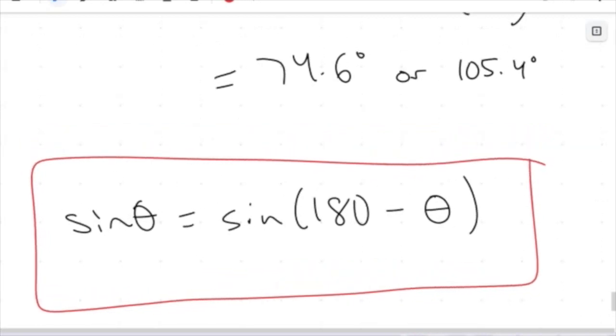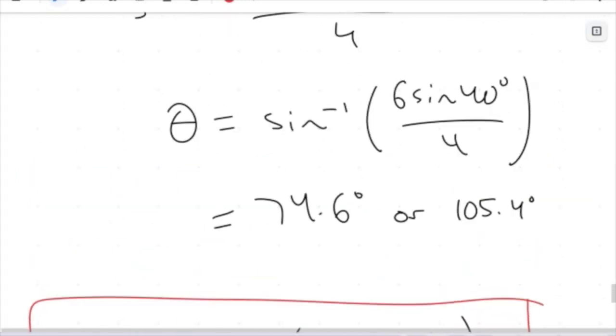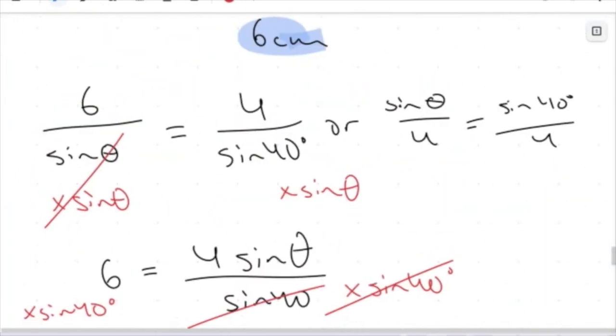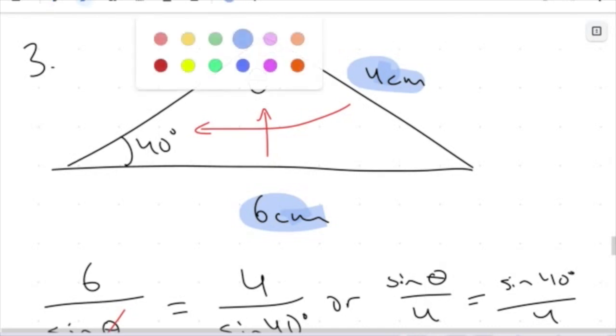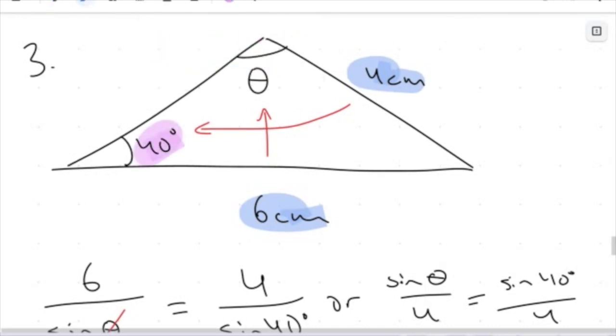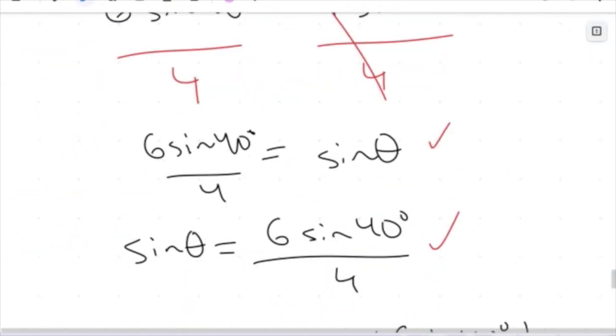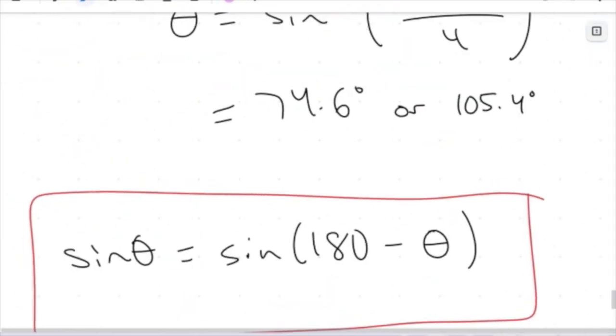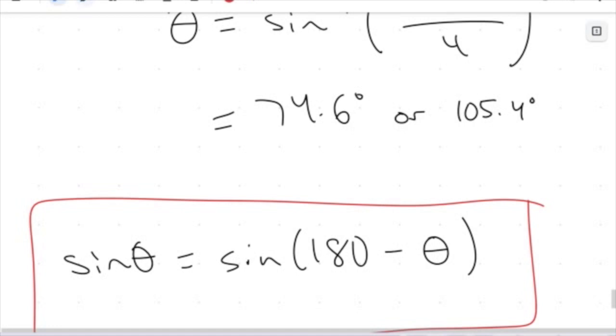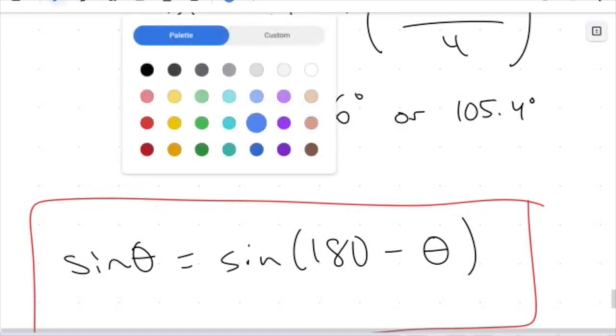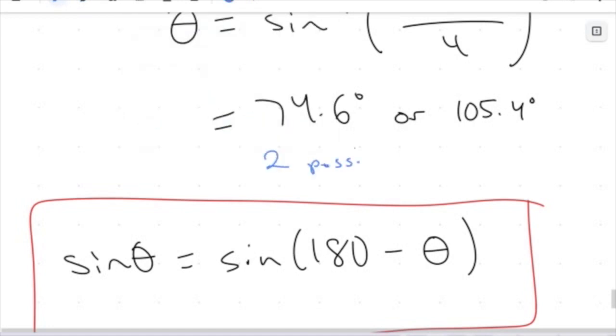Now let's just check if that works here, because my angle here is 40, both of these answers work. Because if I added 105.4 to 40, I would get something less than 180 degrees. Or if I added 74.6, I'm obviously again going to get something less than 180 degrees. But for this particular question, I can have two possible angle values.